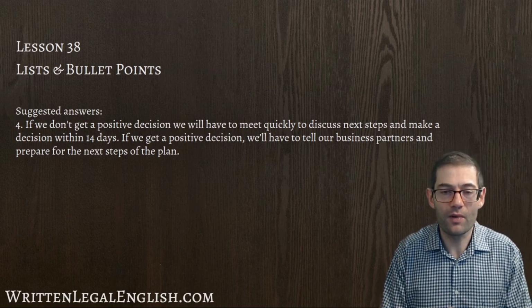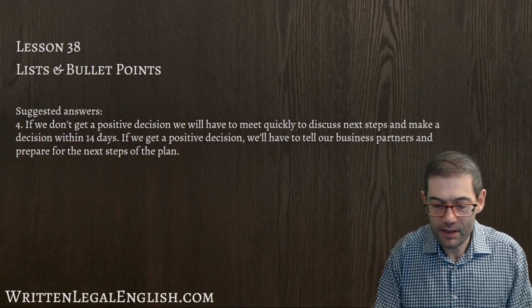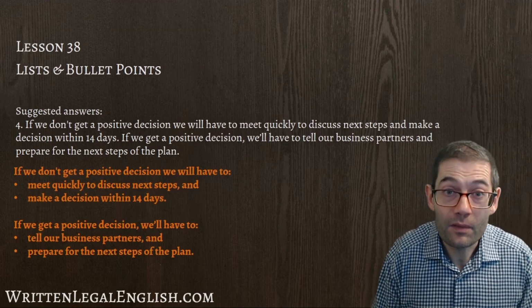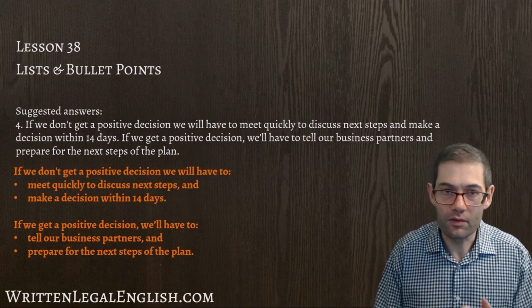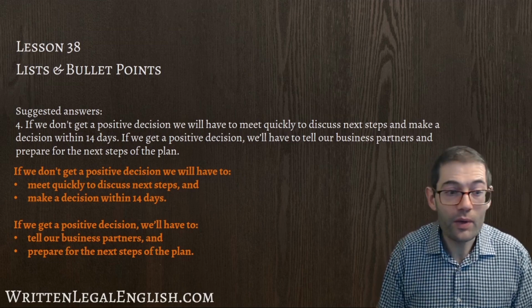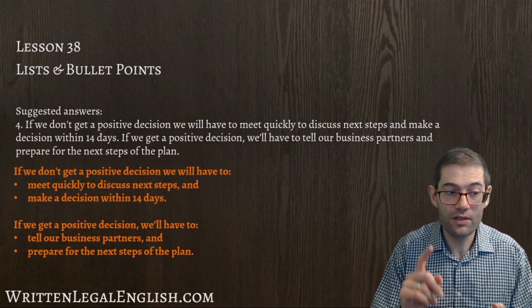Let's think straight away. Lots of things happening. Let's think about a list. And if we do that, we'll get a list like this. If we don't get a positive decision, we will have to do this, do that. If we get a positive decision, we'll have to do this, do that.